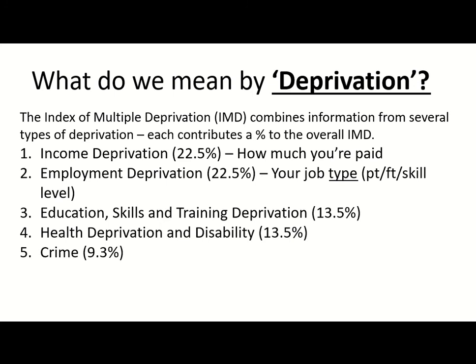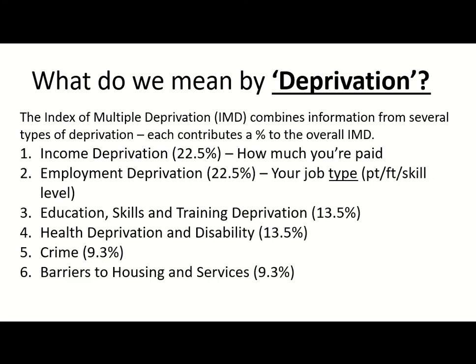Number 5 is crime, and that adds slightly less to the overall score, because even people on higher incomes, and often people on higher incomes, can actually be subject to more crime. But statistically speaking, crime is greater in places that are more deprived. They're less wealthy areas. They don't have security. They don't have gates. They don't have alarms. That sort of thing. So the higher the crime rate, the higher your deprivation score.